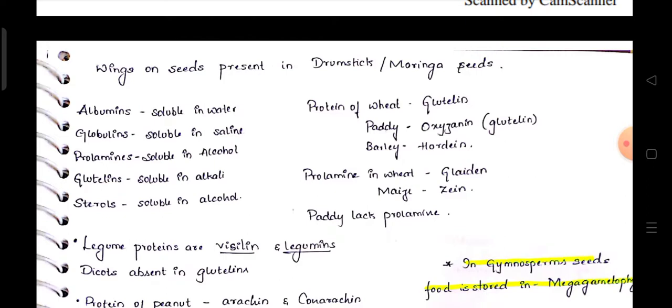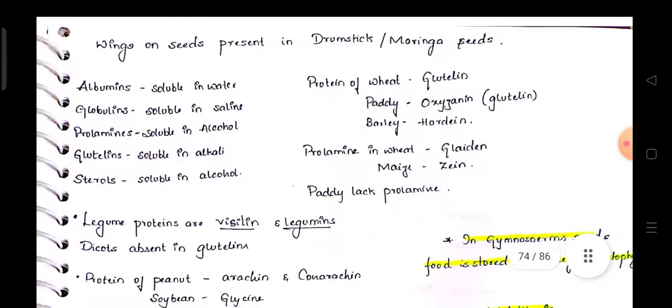Wings on seeds are present in drumstick or moringa seeds. Albuminous means soluble in water. Albumins are soluble in water. Globulins soluble in saline. Prolamins soluble in alcohol. Glutelins soluble in alkali. Sterols are soluble in alcohol.